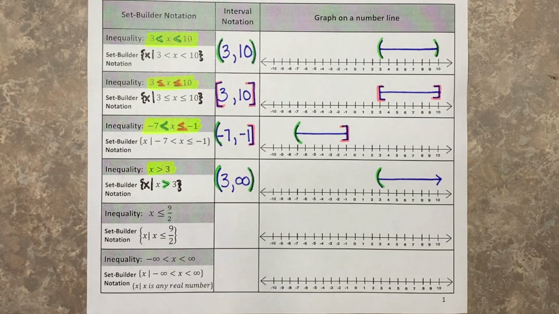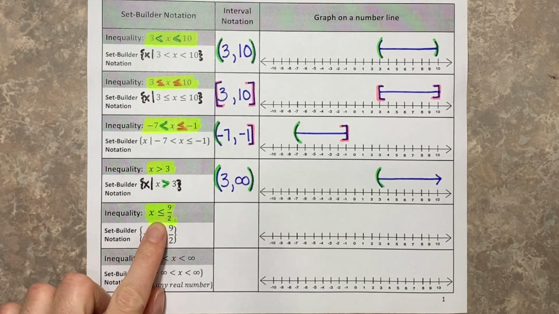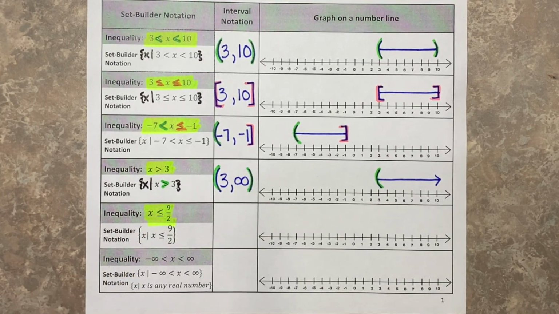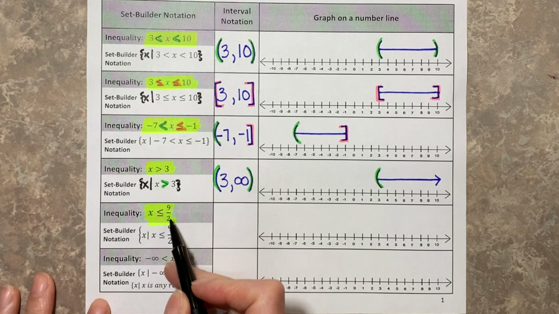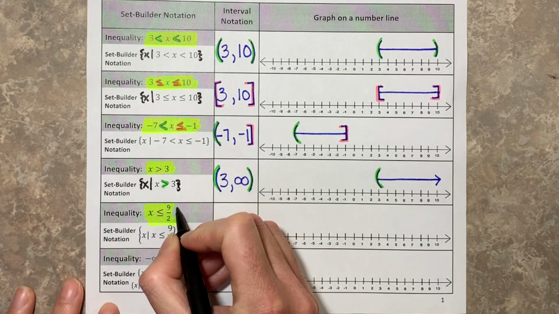And we'll take a quick look at these last 2 examples. This is read as x is less than or equal to 9/2. Now, when you're drawing fractions on the number line, it can be helpful to rewrite it as a decimal. And if you just compute 9 divided by 2, that gives you 4.5.